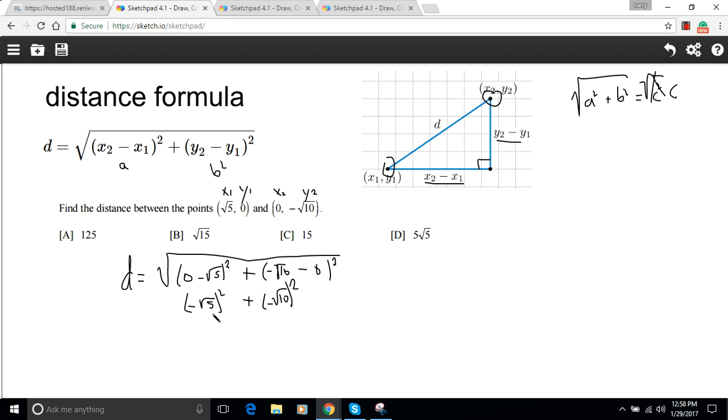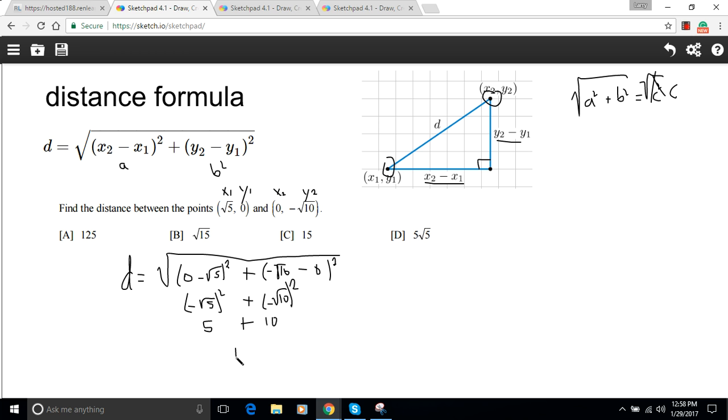So these negative signs are going to go away when we square these things. And if you come up with a negative value for distance, you've done something wrong, because distance is always a positive value. A negative distance doesn't really make sense in this context. And then when we square something that's a square root, it's like the square root just goes away. So this becomes a positive 5. That's the negative square root of 5 squared is a positive 5. Likewise, this one is a positive 10.